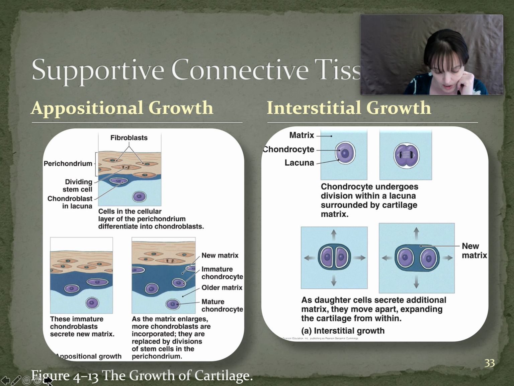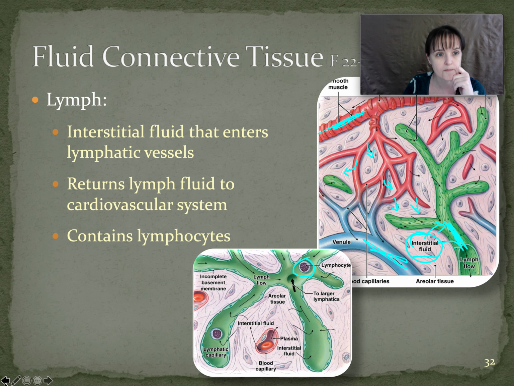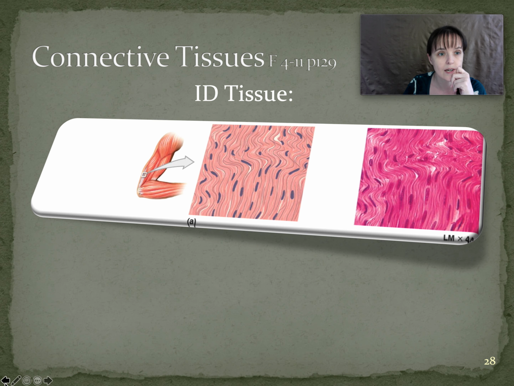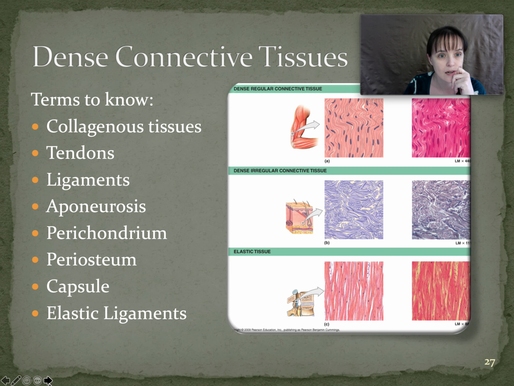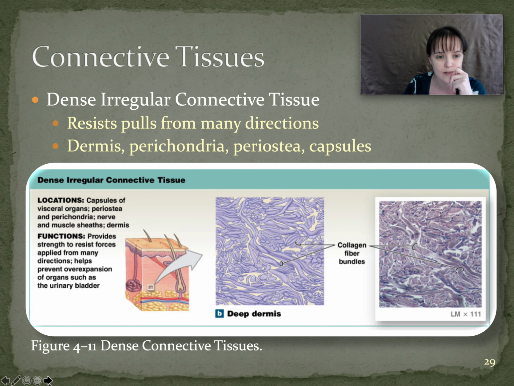Okay. Cartilage. The matrix of cartilage is a firm gel. I need to go back, don't I? No, I did that. Yeah? No, we had that conversation.